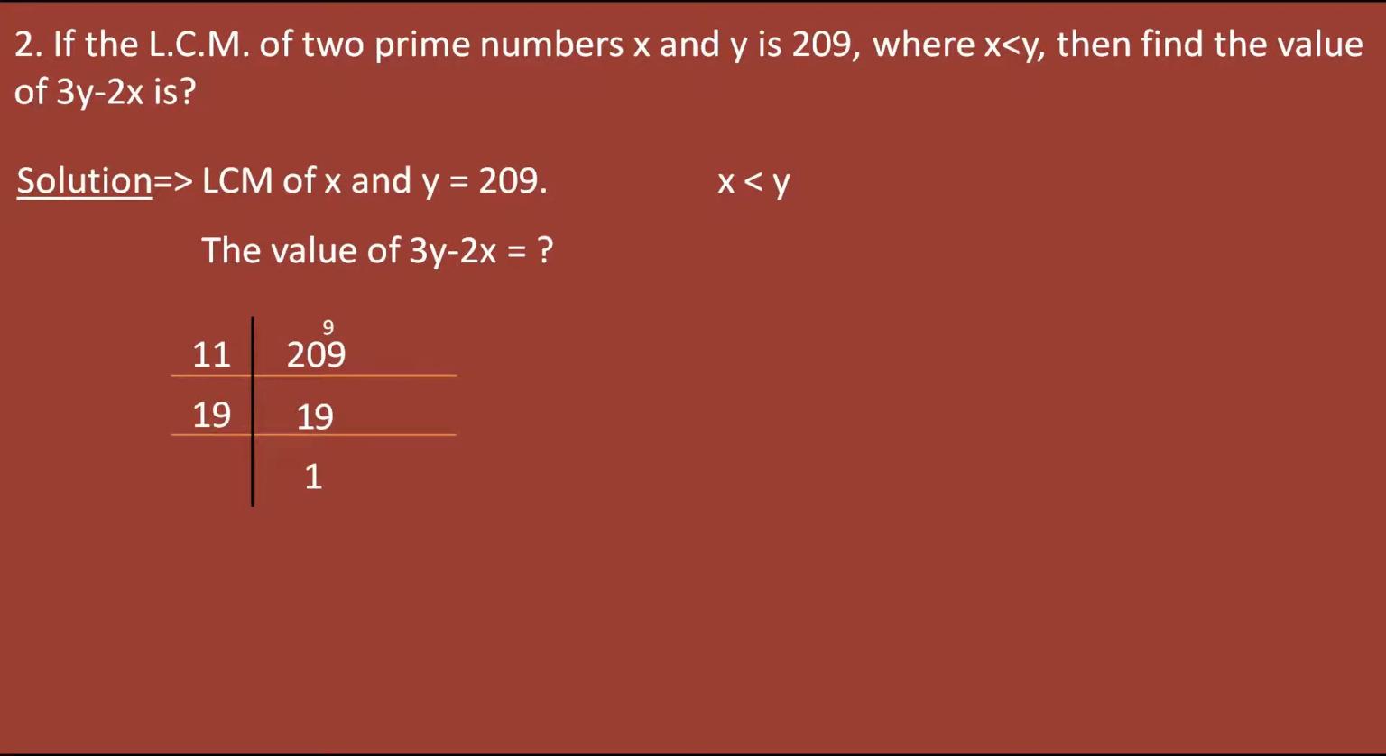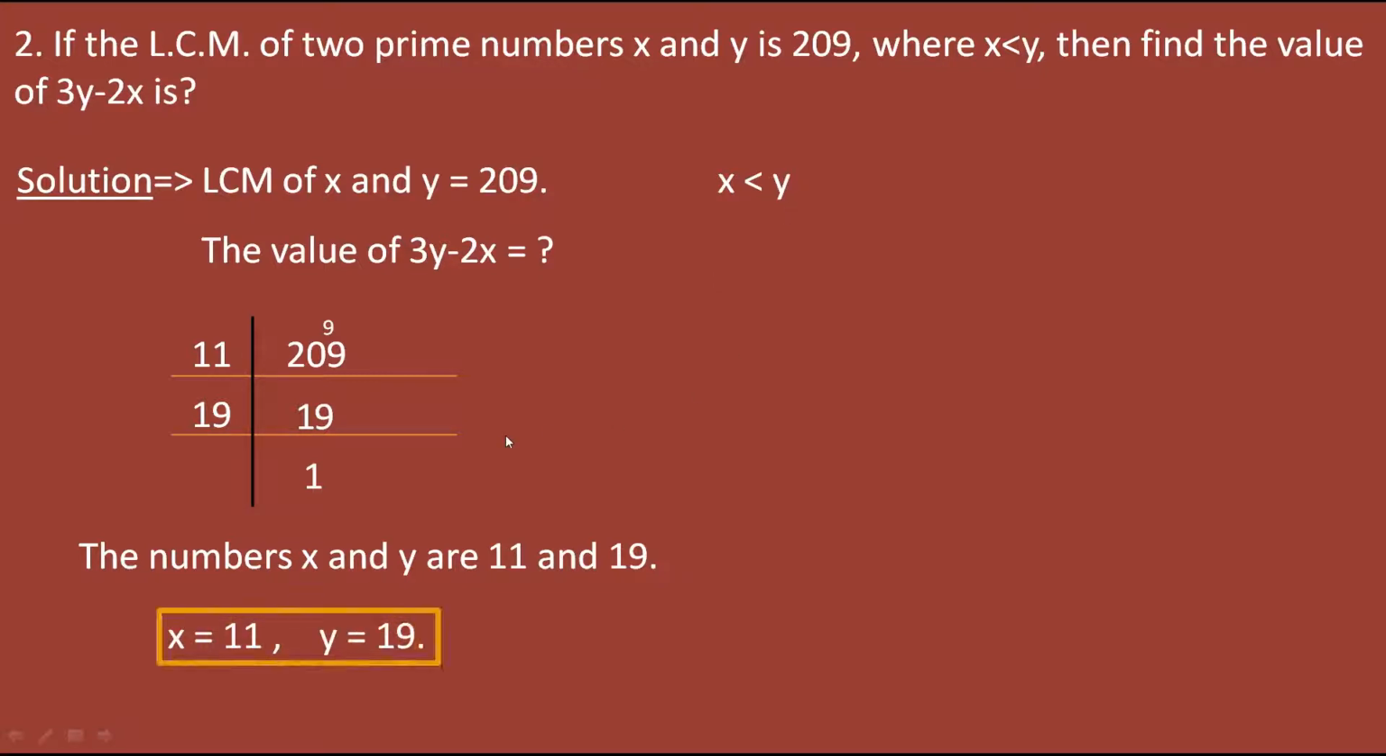Now here we got exactly two numbers, so the numbers are 11 and 19, and they have given us the condition that x is less than y, means x is equal to 11 and y is equal to 19. Now let's find the value of 3y minus 2x.